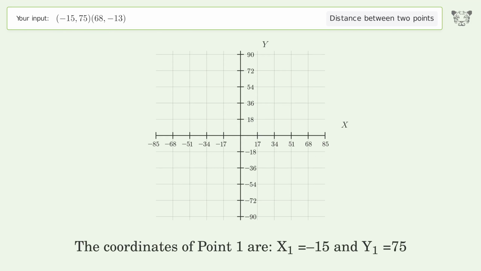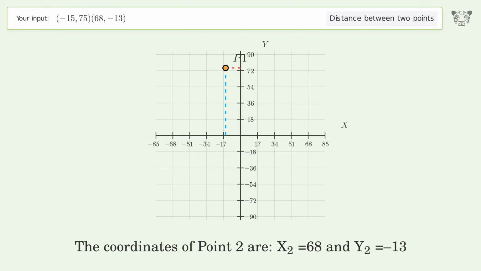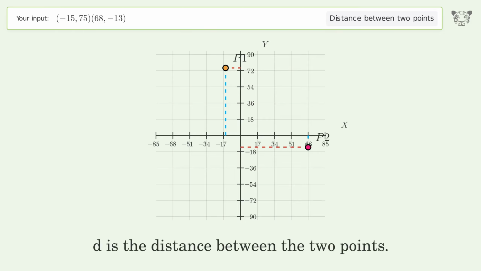The coordinates of point 1 are x1 equals -15 and y1 equals 75. The coordinates of point 2 are x2 equals 68 and y2 equals -13. D is the distance between the 2 points.